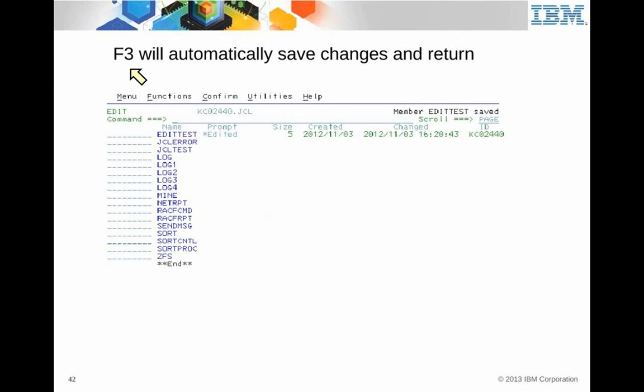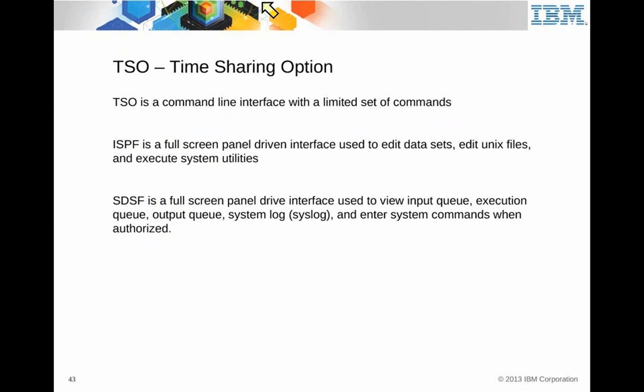If you do F3, you'll actually observe that you're still in edit mode on this data set name, and you have many members in here. But one member that you now have in here is edit test. You just edited it. It says when it was created, when it was changed, and which ID did the change or create. So from here, if you do another F3, that's going to end up taking you back to the DSLIST panel. But let me talk a little bit now about TSO.